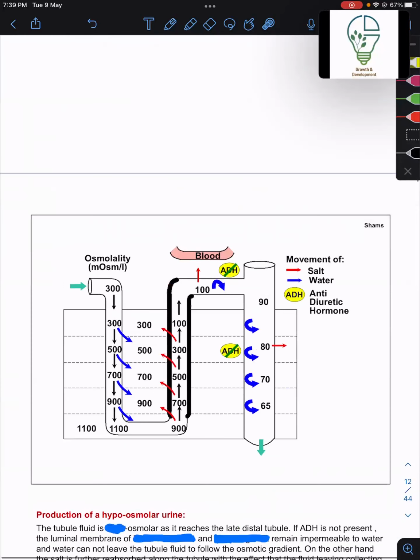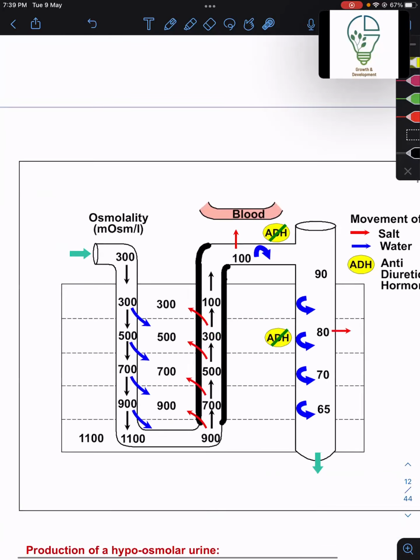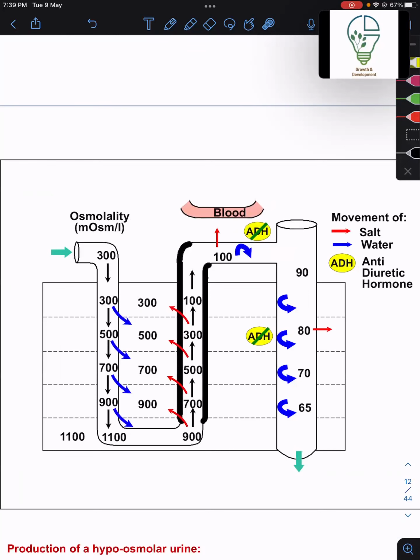So now let's sort of inverse this and let's look at what happens if I don't have ADH, right? So if I don't have ADH, that means that I cannot reabsorb water, right? So all of the water is going to be staying inside of my collecting duct, or it's going to be staying inside of my tubule. And what that means is that my urine is going to be very, very dilute. Okay, so I'm going to be losing a lot of water, right? If I cannot reabsorb the water back into my bloodstream, if I don't have ADH.